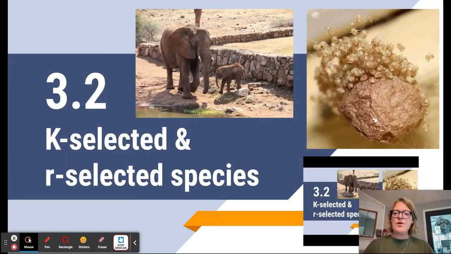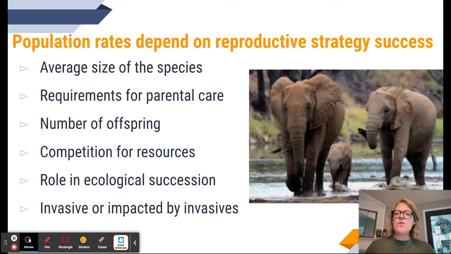Okay, so we're going to be talking about 3.2 K-selected and R-selected species. And so K population rates, the populations of organisms, depend on reproductive strategy success. So the rate at which the population grows depends upon how successful organisms are at reproduction.